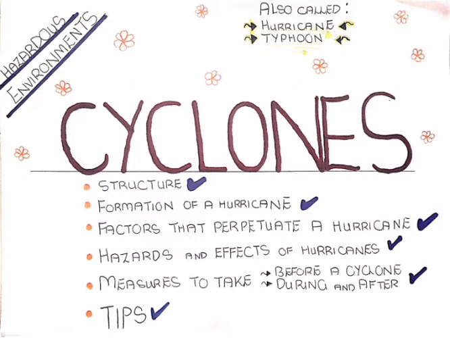We're going to look at the structure of a hurricane or a cyclone or a typhoon. We're also going to look at how a cyclone forms. We're going to look at the factors that intensify a hurricane. Also going to look at the hazards and the effects of hurricanes, and we're going to take a look at the measures to take before, during, and after a cyclone. And then towards the end, I'm just going to give you a few tips.